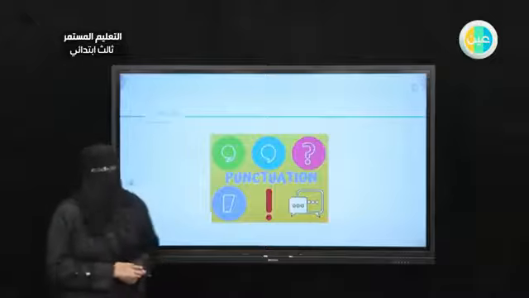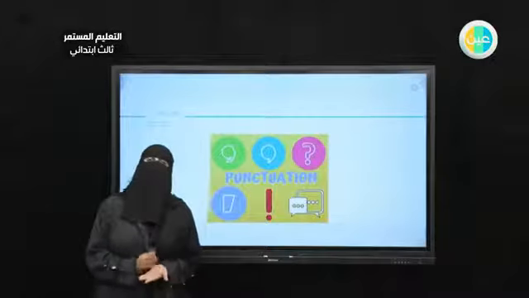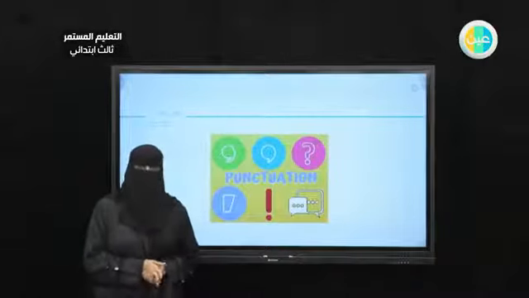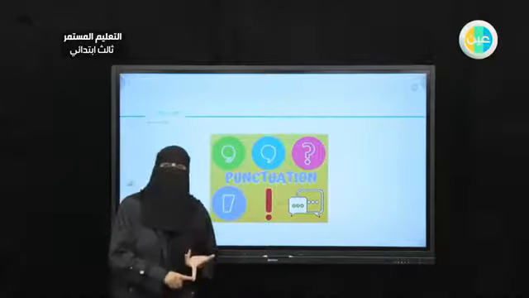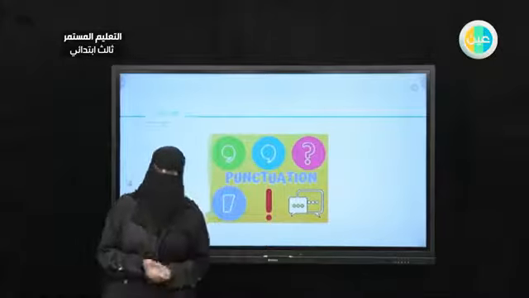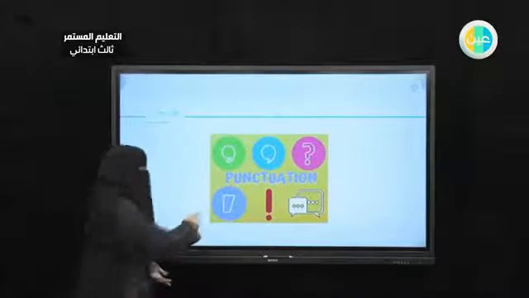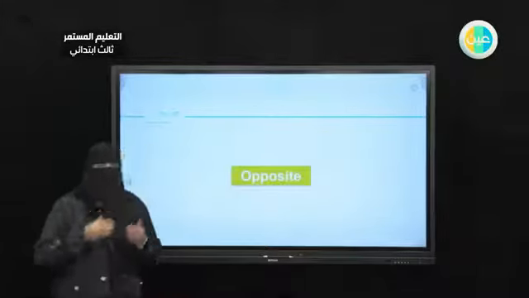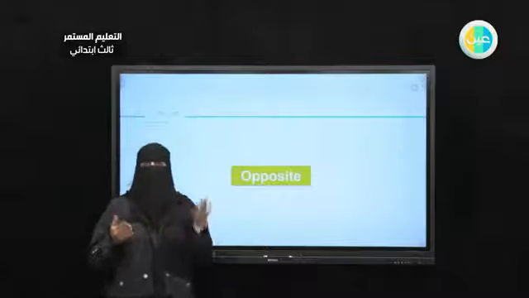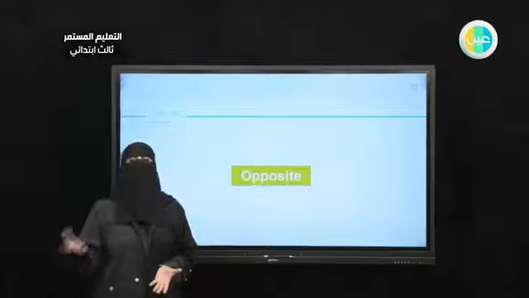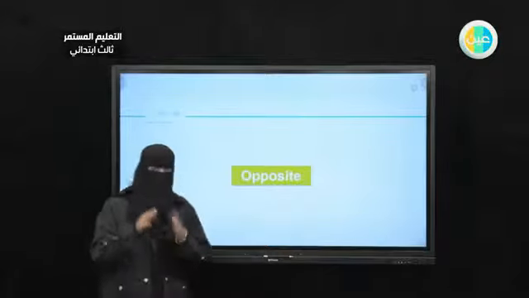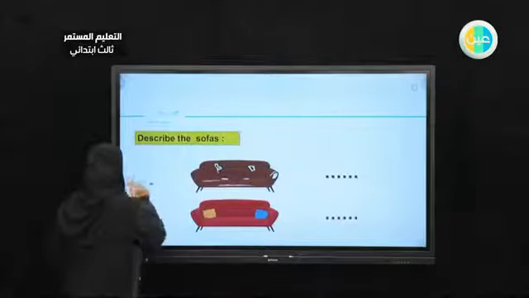Also in the previous lesson, we learned how to punctuate sentences. What do we mean by punctuation? Use the full stops, question mark, capital letters, small letters, comma, apostrophe, very good. We also talked about the opposite. We gave some adjectives or nouns, and we gave the opposite of those nouns. So let's start with this exercise.